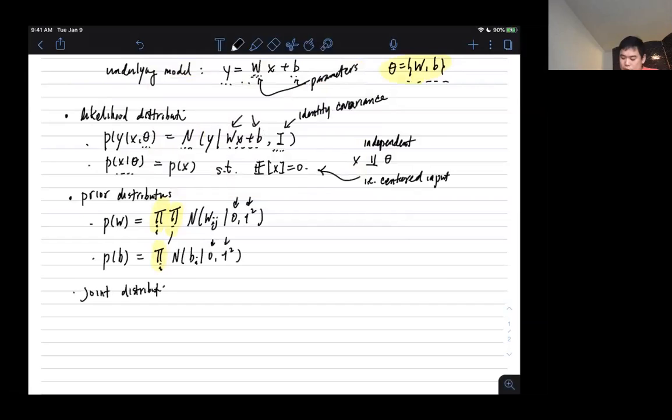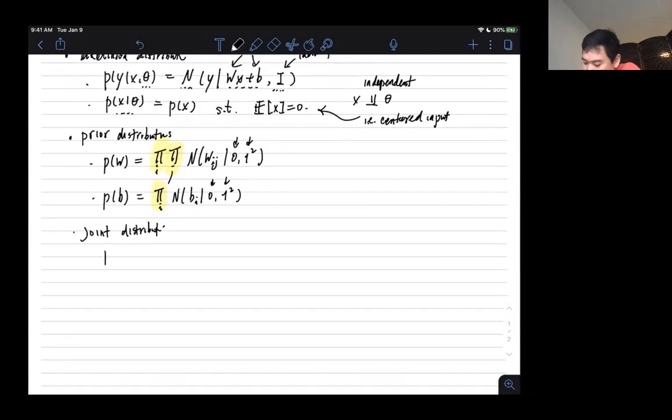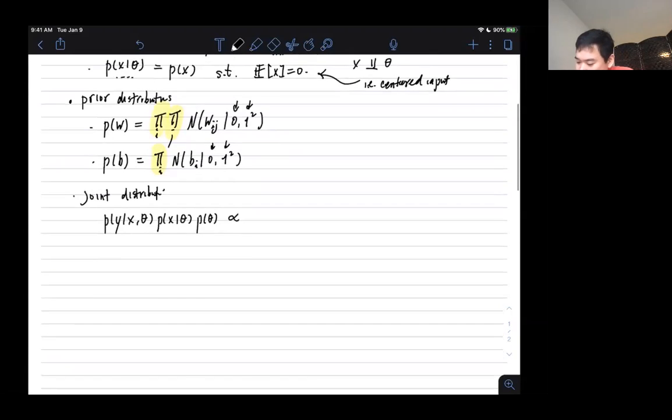And then how are we going to write the joint distribution? Okay, so this is actually slightly inconvenient, but okay. How we are going to write the joint distribution is we have a probability of y given x and theta, and then we have probability of x given theta, and then we have a probability of theta. And then what we are going to write down is just an unnormalized form. We don't really care about the normalized form at the moment. And then how does it look?